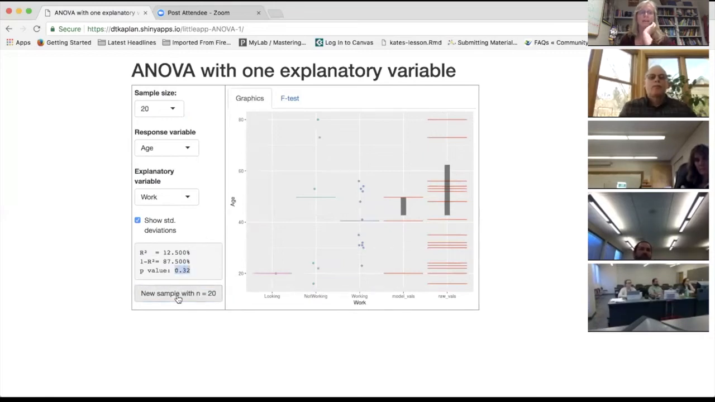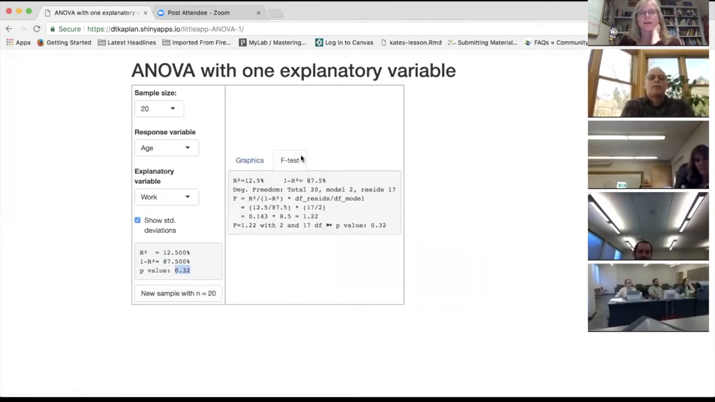So let's talk about how we got that p-value. I will go to the F-test and look at that. When I click on this, it gives you the r-squared value and the 1 minus r-squared value, which are the same as what we have over here. Again, the explained is the r-squared, and the unexplained is the 1 minus r-squared. And this F is basically a ratio between the r-squared and the 1 minus r-squared.